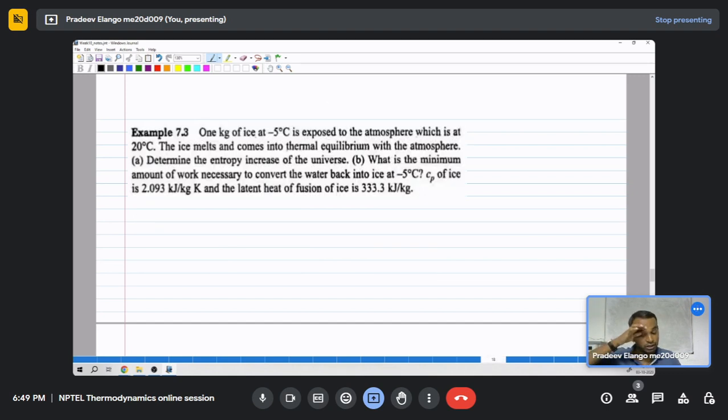The next problem: 1 kg of ice at minus 5 degrees Celsius is exposed to the atmosphere, which is at 20 degrees Celsius. The ice melts and comes into thermal equilibrium with the atmosphere. Determine the entropy increase of the universe. What is the minimum amount of work necessary to convert the water back into ice at minus 5 degrees Celsius? Cp of ice is 2.093 kilojoule per kilogram Kelvin, and the latent heat of fusion of ice is 333.3 kilojoule per kilogram.